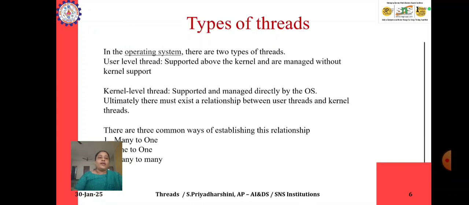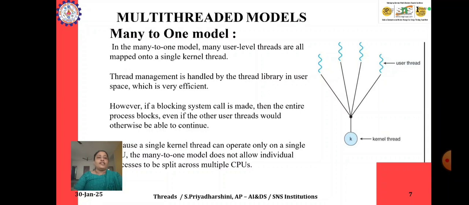In an operating system, there are 2 types of threads: user level threads and kernel level threads. User level threads are supported above the kernel and are managed without operating system support. Kernel level threads are supported and managed directly by the operating system. There exists a relationship between user threads and kernel threads. We call these the multithreading models. There are 3 common ways of establishing this relationship: many-to-one, one-to-one and many-to-many.